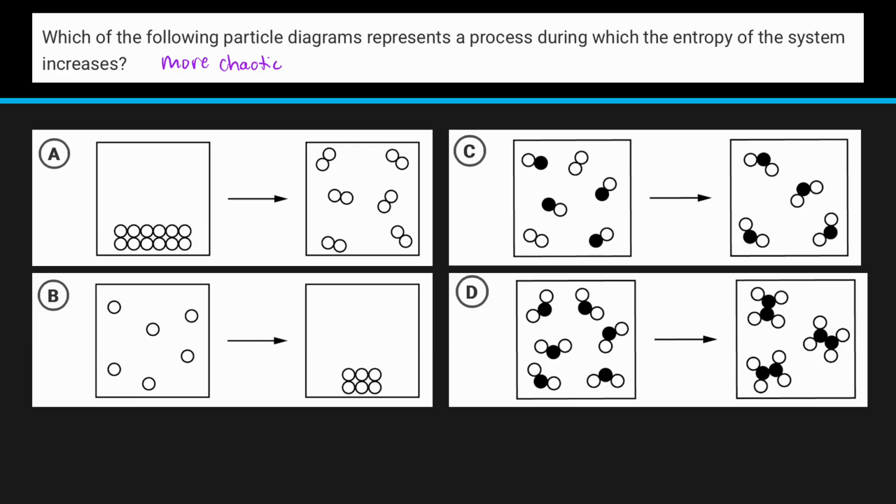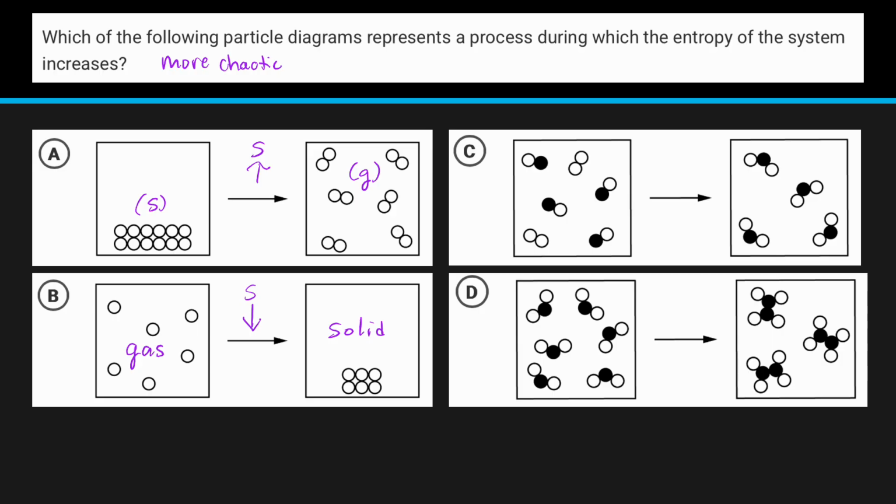So looking at A, I'm going from a solid to a gas. And I know a solid has very low entropy and a gas is very high entropy. So I am in fact increasing entropy. So this could be an answer. Then moving on to B, I'm going from a gas to a solid. So this is actually increasing order. So this would be a decrease in entropy.